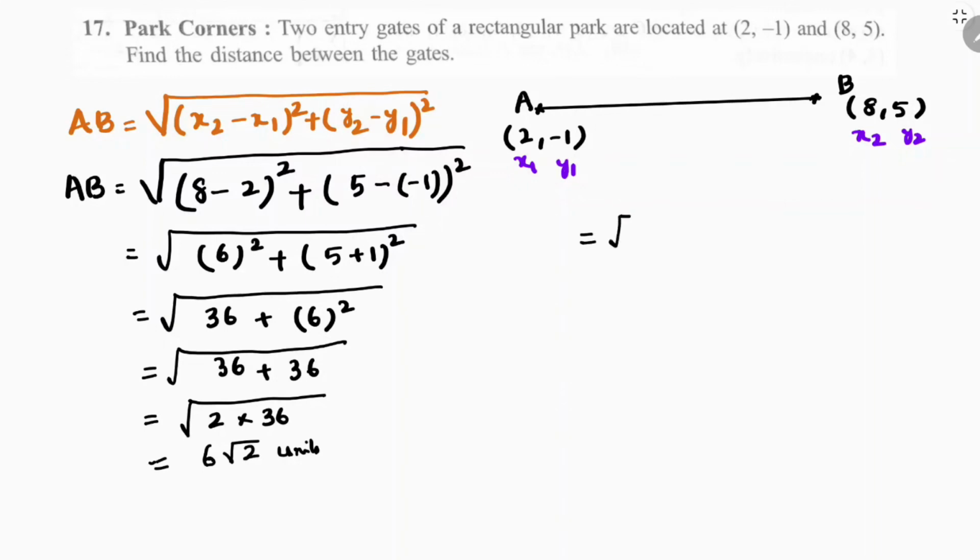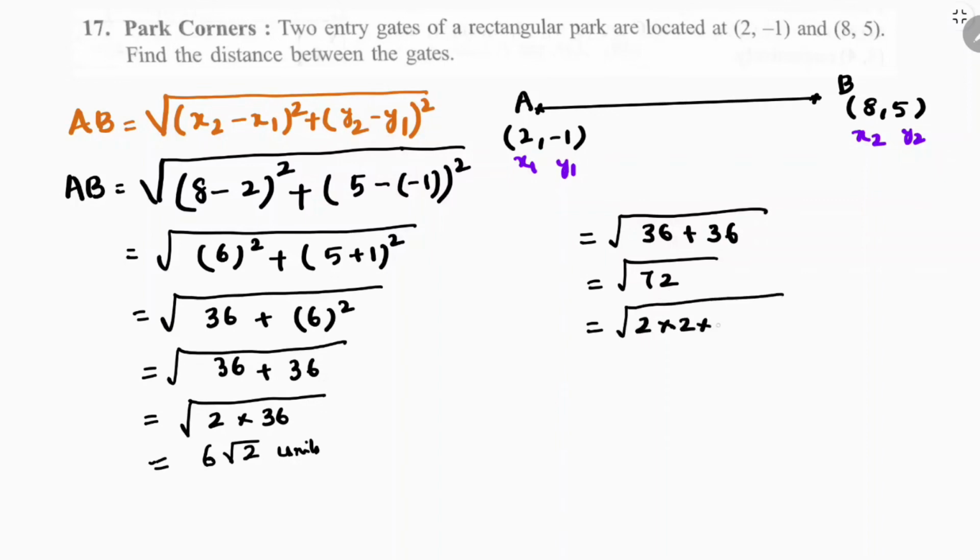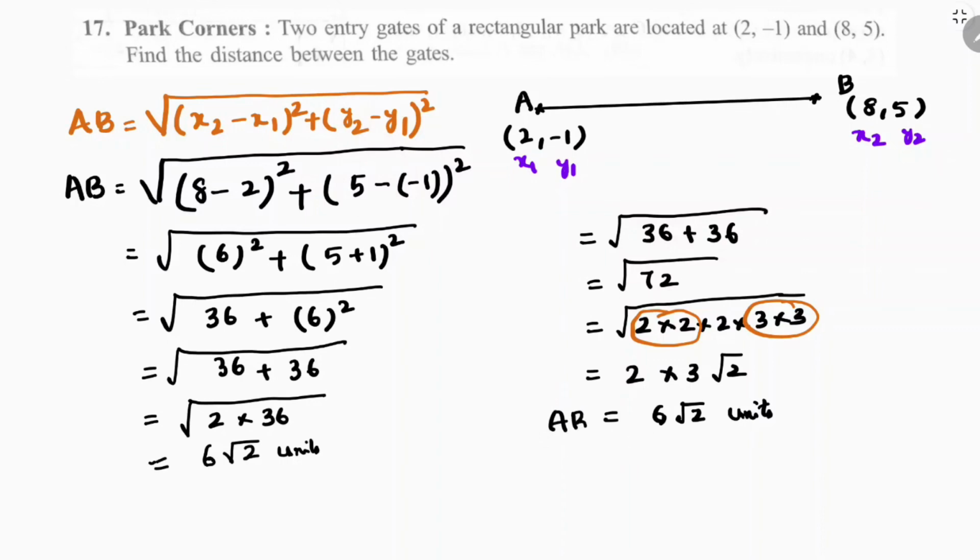Or otherwise you can write 36 plus 36 as 72. And if you do prime factors of 72, 2 into 2 into 2 into 3 into 3. So now if you take 2 as a pair, it's 2, and 3 as a pair, so 2 and 3 we can write outside, 2 into 3 into root 2. So 6 root 2 units. So the distance between the gates AB is 6 root 2 units.